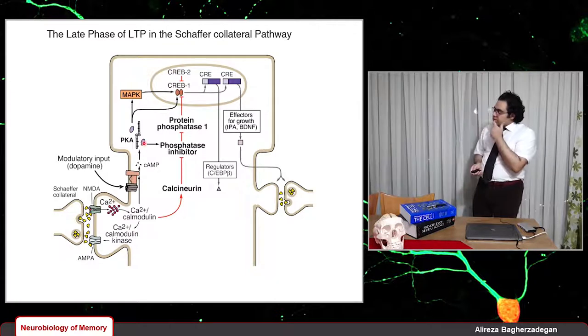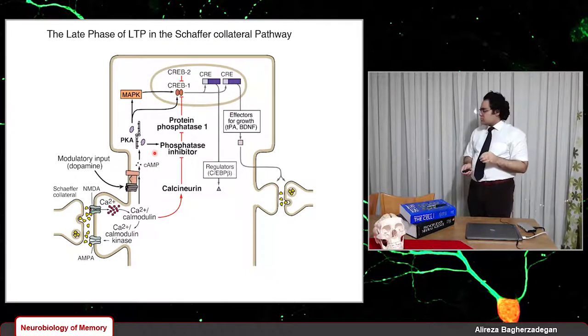So this picture shows us the same thing that I showed you in previous slides, but it has two important things that I want to point out. First of all, it tells us about two of those effector proteins that are synthesized as a result of the activation of CREB1. One of them is tissue plasminogen activator, which promotes synaptic growth. The other one is BDNF, or brain-derived neurotrophic factor, which is basically a nerve growth factor. Together with other effectors, they cause the formation of new synaptic connections.